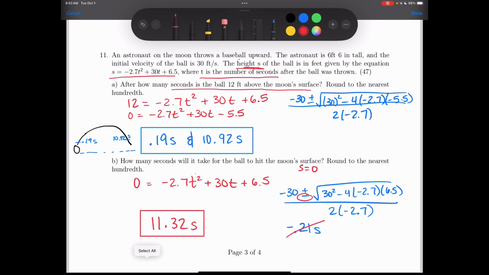Any questions on that one? So notice at 10.92 seconds, the ball is 12 feet above the surface. Less than a second later, really about 0.4 of a second later, it's at the surface. Things moving pretty fast. All right, next page, number 13.